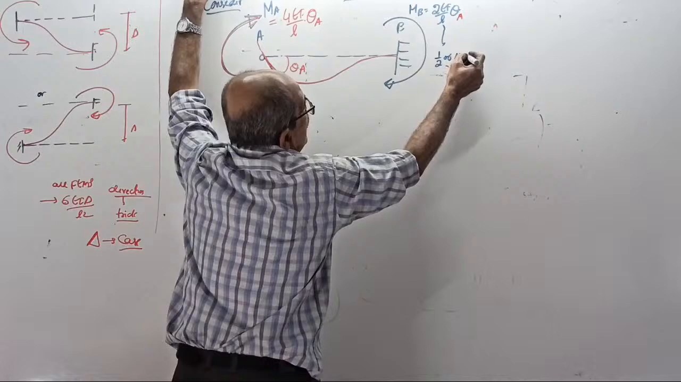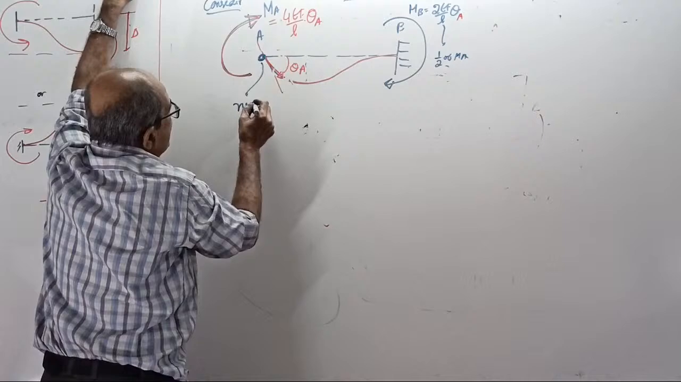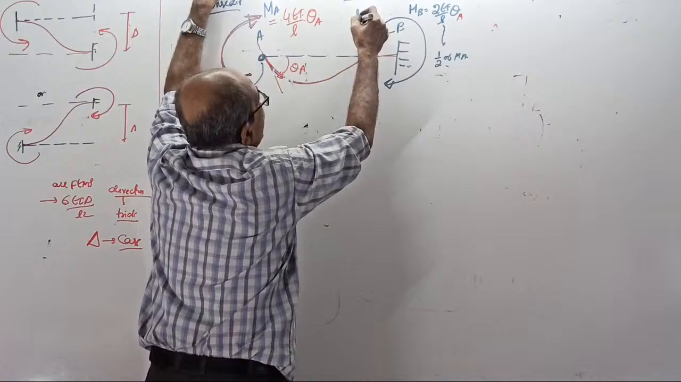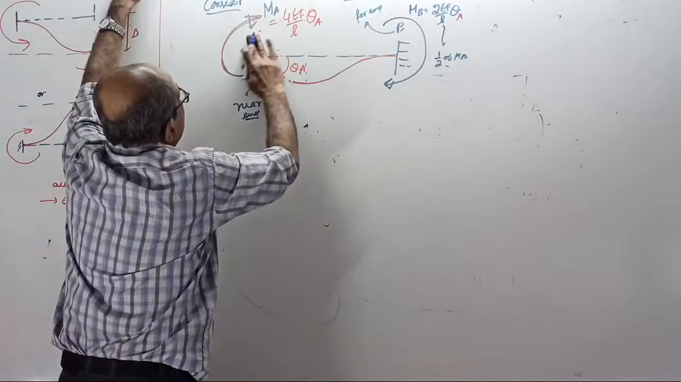Now remember, point A is called the near end. This B is called the far end. This is standard. You are operating at A.